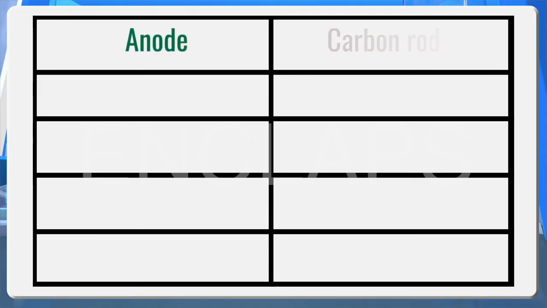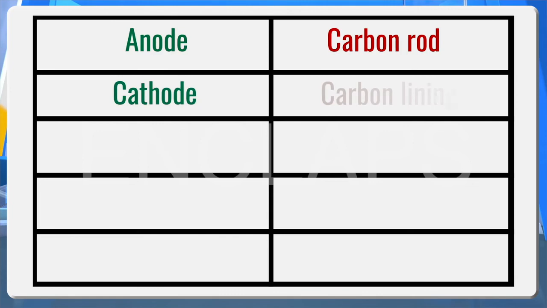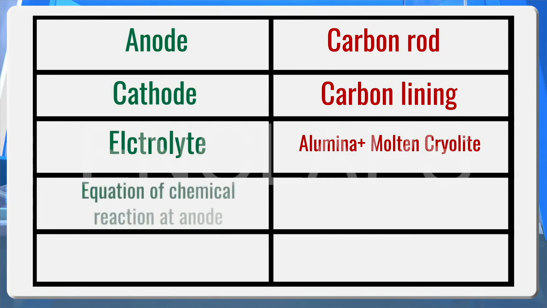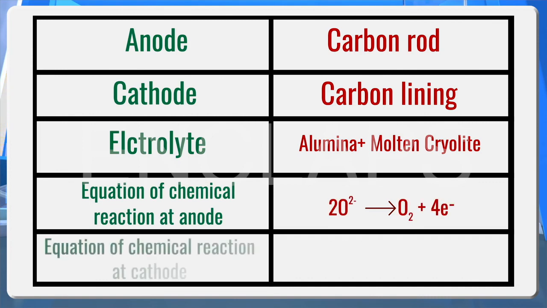So now, do you have a clear understanding about what actually happens in the different stages of the extraction of aluminium? So now, we can complete a table based on this. Here, the anode is carbon rod and the cathode is carbon lining. The electrolyte used here is alumina plus melted cryolite. And the equation of the chemical reaction at the anode is 2O2- gives O2 plus 4 electrons. And the equation of the chemical reaction at the cathode is Al3+ plus 3 electrons gives Al.